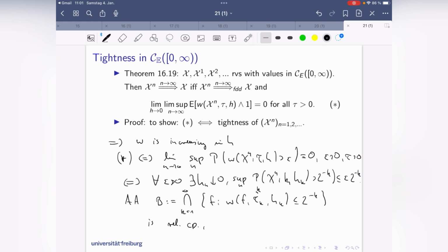On the other hand, I have that the supremum over all n, the probability that the n-th stochastic process is not in B. Well, how can it not be in B? It must be not in one of these here, but the probability to be in one of these here is very high. The probability to not be in one of these here is at most epsilon times 2 to the minus k, and I can bound the supremum by a sum.